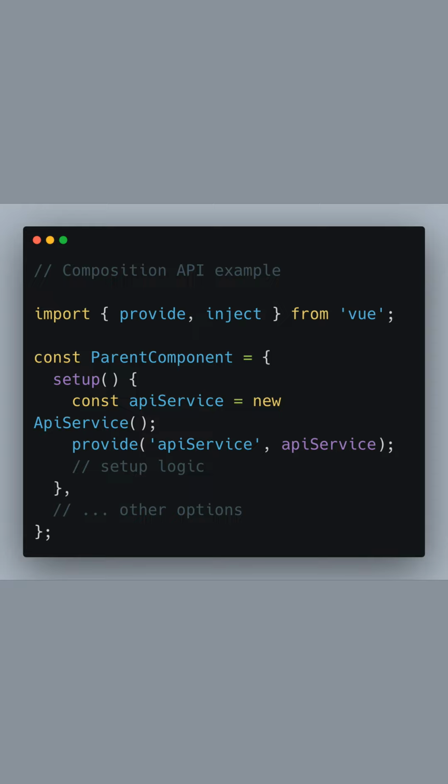Moving on to the composition API, it grants us a more flexible way to use provide and inject. Here, in a component named parent component, we import provide and inject from Vue, and during the setup phase, we create an instance of API service. We then call provide passing a key, API service, and the actual service instance. This exposes API service to all child components.